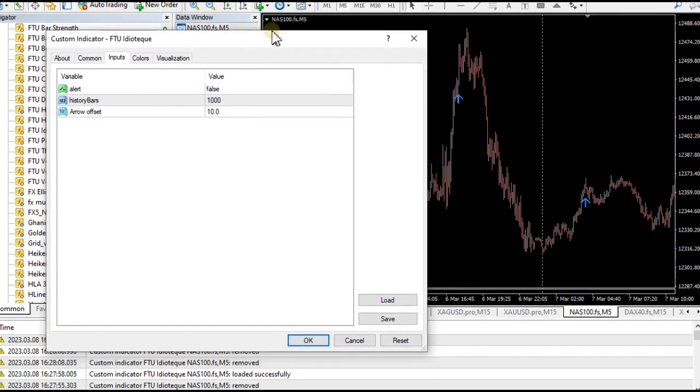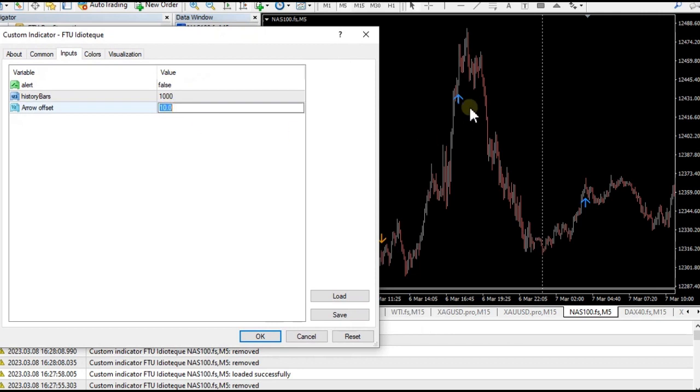Now, some of the inputs. The arrow offset will move the arrow further away from the bar in case you're looking to do that, because another indicator may be present, or in some cases the arrow is far away.